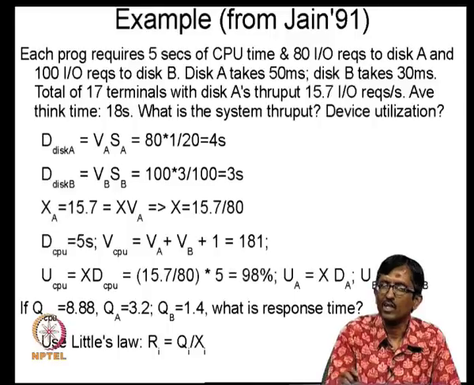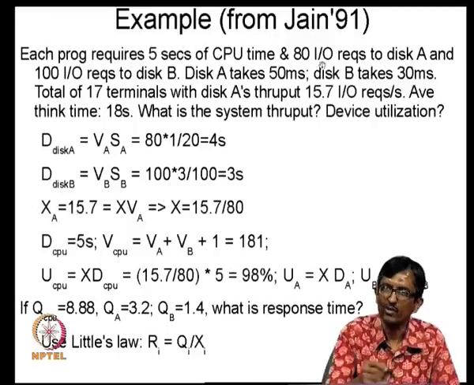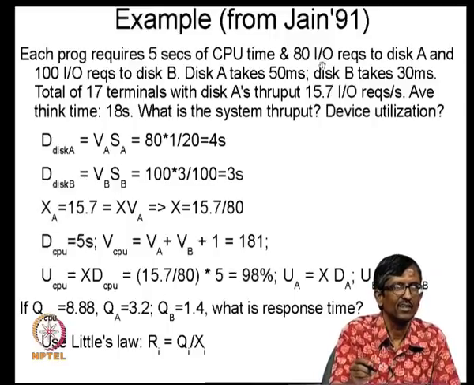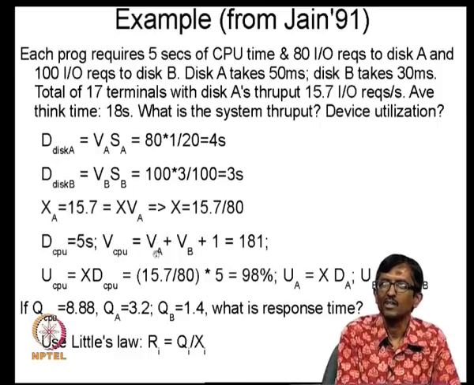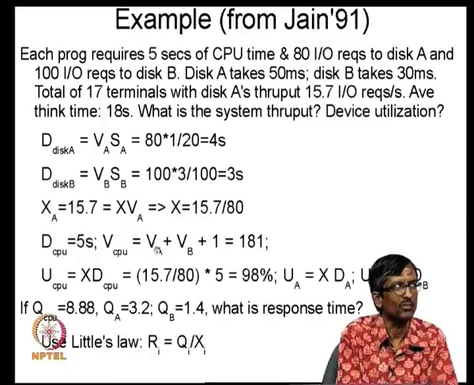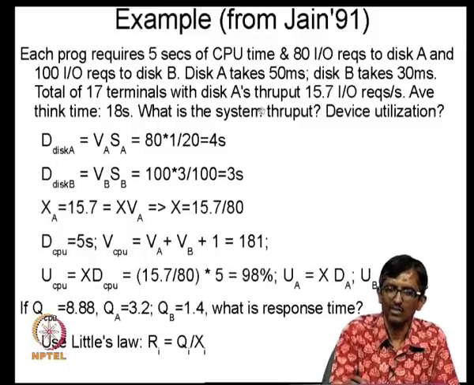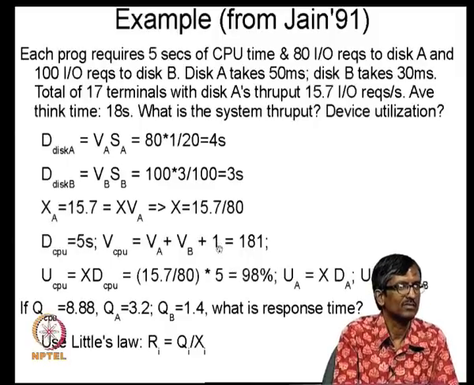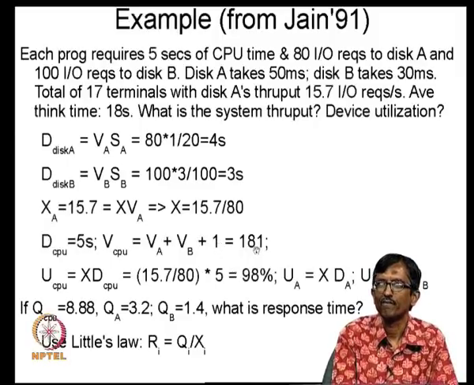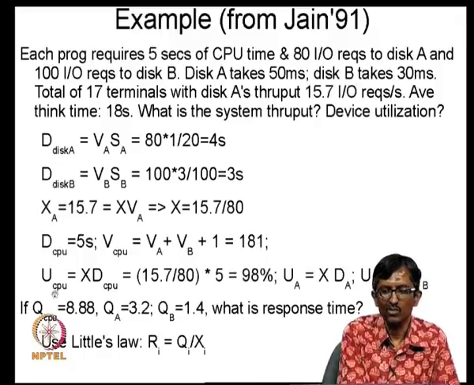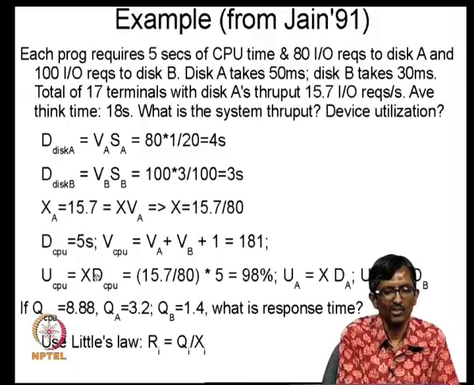Okay. So, once it has finished the disk activity, it has to go back to CPU again. So, the number of visits to CPU will be given by the number of times it goes into disk and comes back to CPU again. It has to be rescheduled again back to the CPU. So, the number of visits is the number of times it goes to disk A, the number of times it goes to disk B, and the last time it does it and goes out. So, 181.